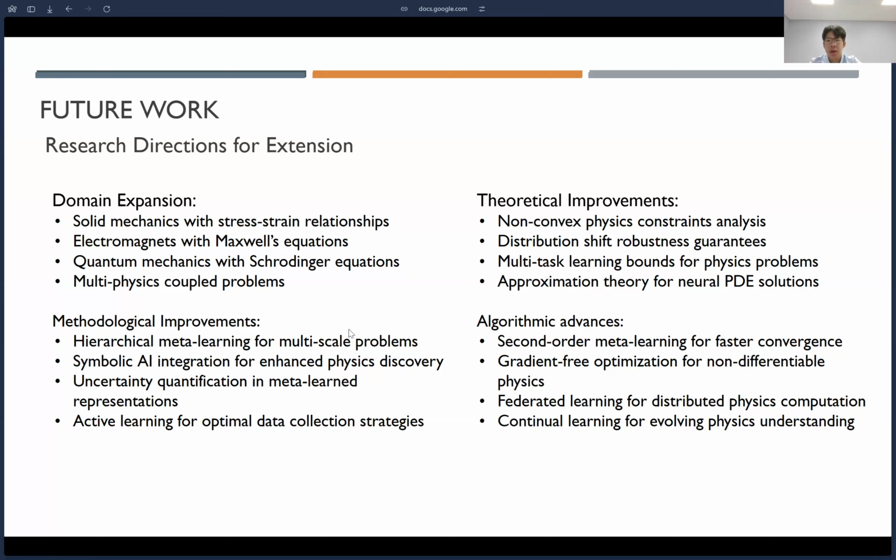And the hierarchical approaches could handle multiple physics scales. And the symbolic AI could help improve interpretability and discovery accuracy. So current theory also assumes convex constraints. We need non-convex analysis, and the second-order methods could improve convergence rates.